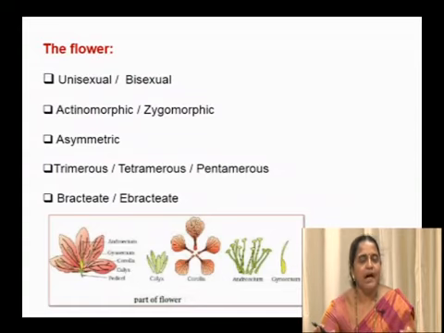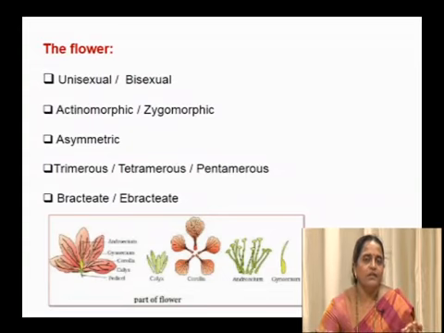When the flower is having calyx, corolla, androecium and gynoecium, we are calling it as complete flower. And when the flower is either with androecium or with gynoecium, we call unisexual flowers or incomplete flowers. Flowers having both androecium and gynoecium together, we call it as bisexual flowers.